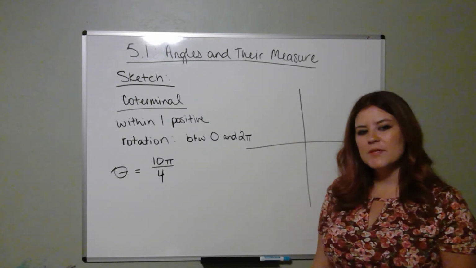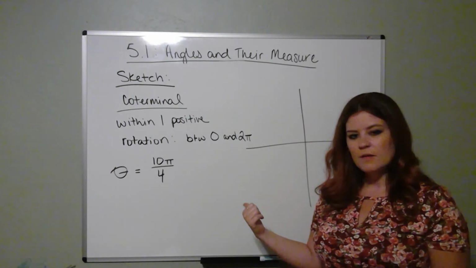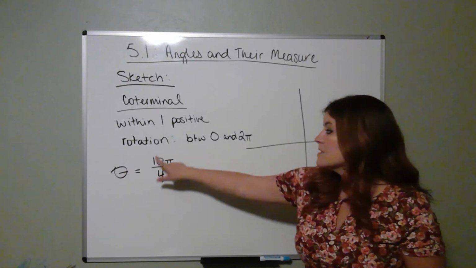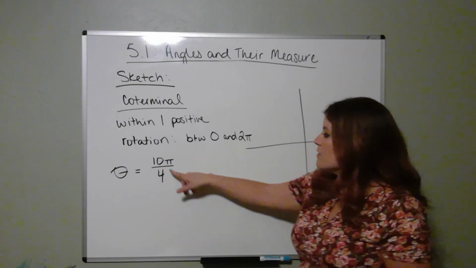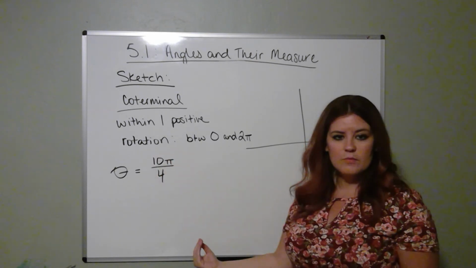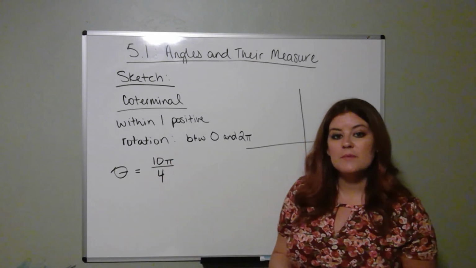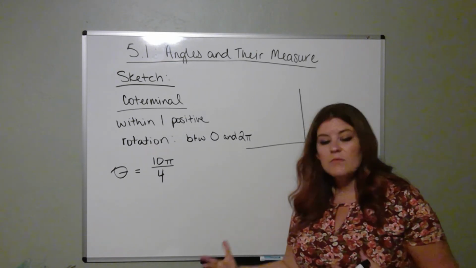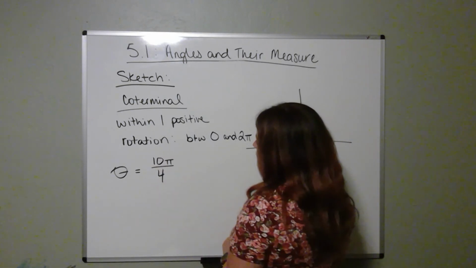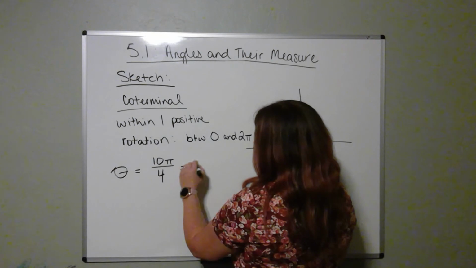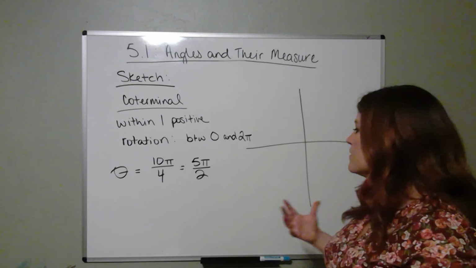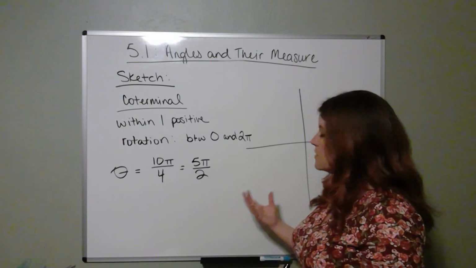All right, how do I know that this is bigger than one rotation to begin with? Well, because guys, 10 over 4, is that bigger than 2? Because if it is, this is bigger than 2 pi, right? So 10 over 4 is bigger than 2 pi because 8 over 4 would be 2. This is larger. You have to be able to tell if it's bigger than one rotation or smaller than one rotation, and that's all about fractions, guys. So 10 pi over 4, another way you could write that would be 5 pi over 2, if you want to reduce, if that helps you. But either way, this is larger than 2 pi.